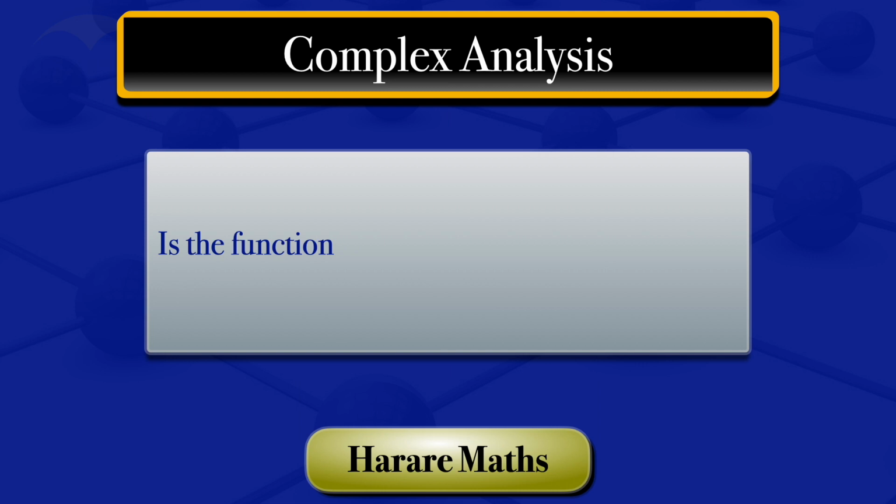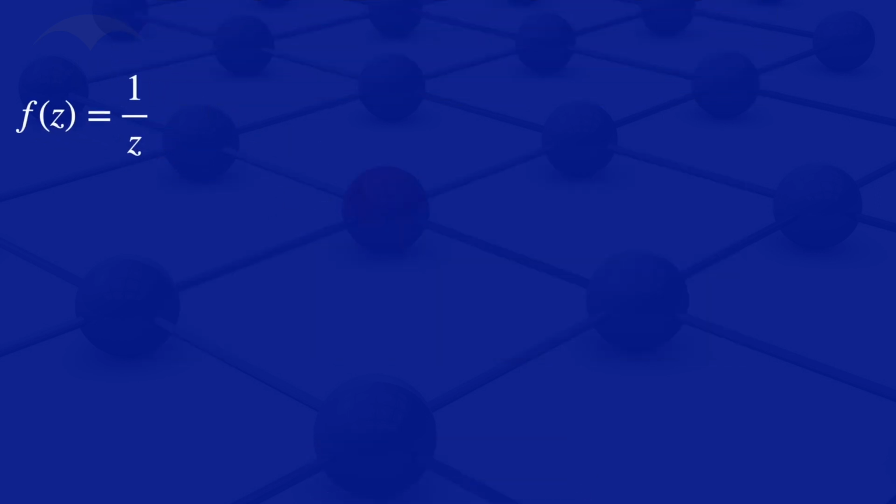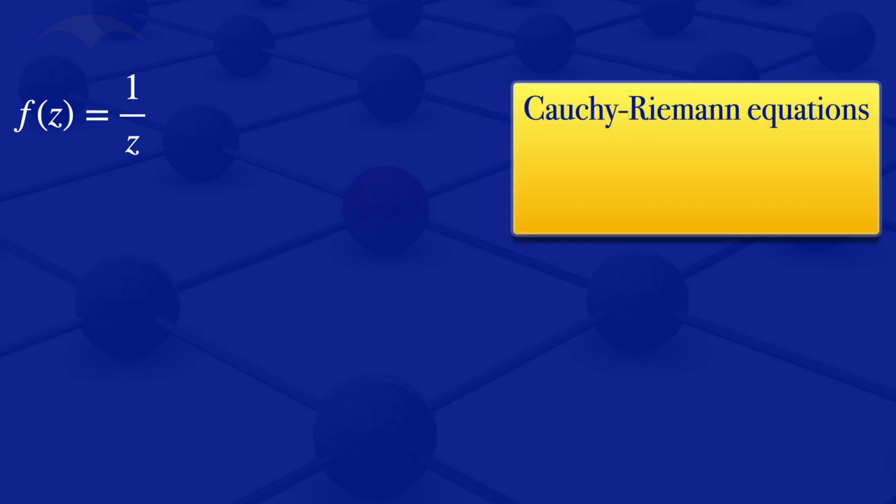In this video, I'm going to check if the function f of z, which is equal to 1 divided by z, is analytic. Given that function f of z, we know that a function is analytic if it satisfies the Cauchy-Riemann equations. The partial derivative of u with respect to x is equal to the partial derivative of v with respect to y.